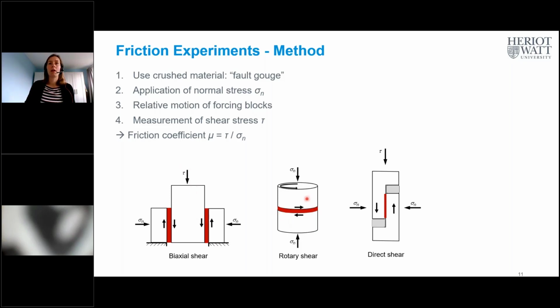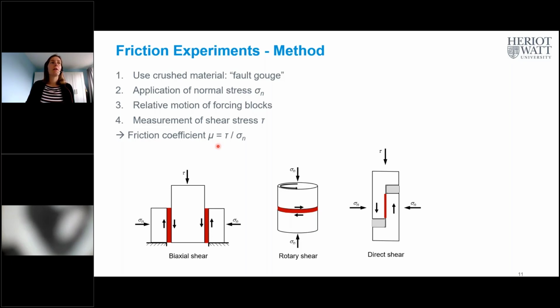For the rotary shear configuration, one of the cylinders is held stationary, whereas the other one is rotated. In this case, you derive the shear stress from a torque, which is measured at distance. In the direct shear configuration, the entire assembly is shortened, and these two gray bits here are elastic materials, and the shear stress needed to do that is measured. If you then divide this measured shear stress by the applied normal stress, you get something which we call the friction coefficient, indicated by mu. And that tells you something about the frictional properties of the fault gouge.